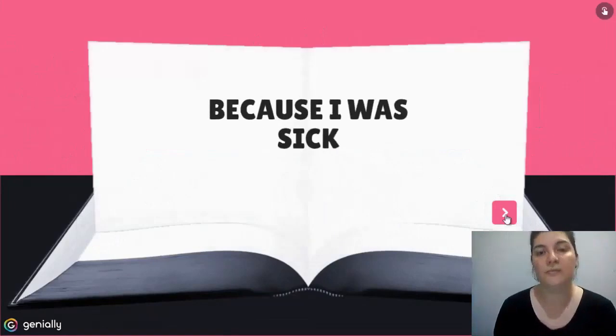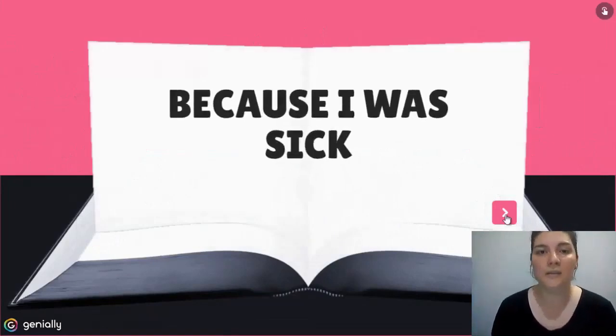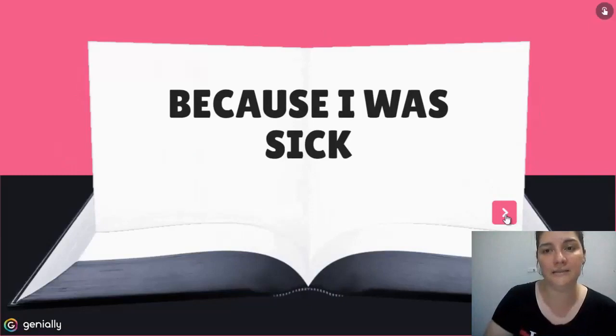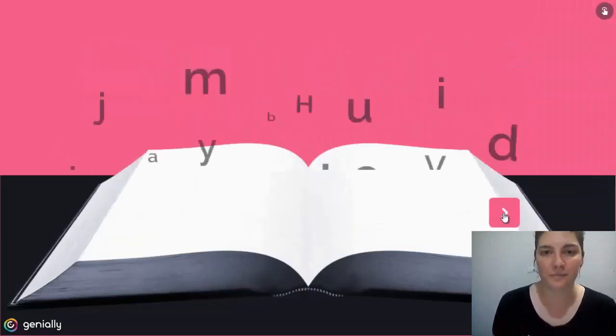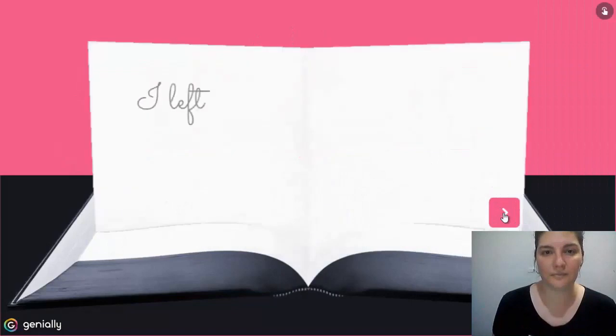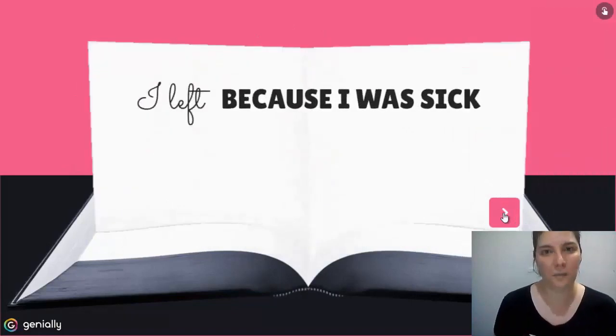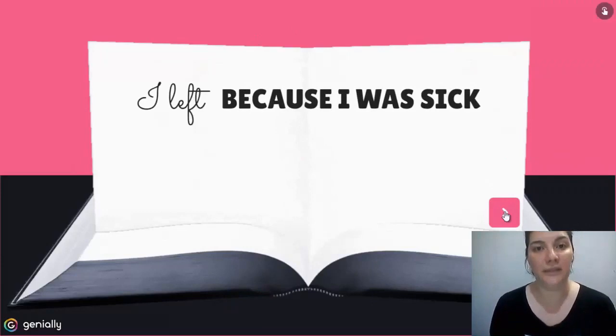Let's see an example. "Because I was sick" is not complete in meaning. It needs further information in order to be understood. What happened because I was sick? We need some more information. But if we add an independent clause to this dependent clause, then the dependent clause can be functional, as in the following example. "I left because I was sick." In this case, now this dependent clause has a function, which is that of an adverbial, giving us information related to the reason why this person left.